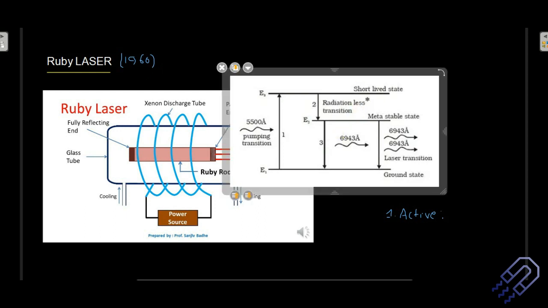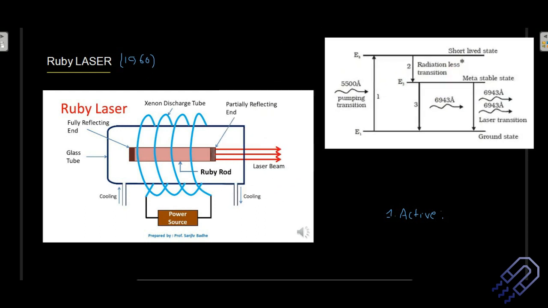So if you look into the ruby laser, the block diagram of the resonating cavity, we can have a look into this, and this is basically a ruby rod, and this ruby rod is the active medium. So the active medium is nothing but ruby, first thing. And we have one side totally polished, which is the full reflecting end, and the other side is partially reflecting, through which the laser usually comes out, and this is again enclosed in a glass tube.